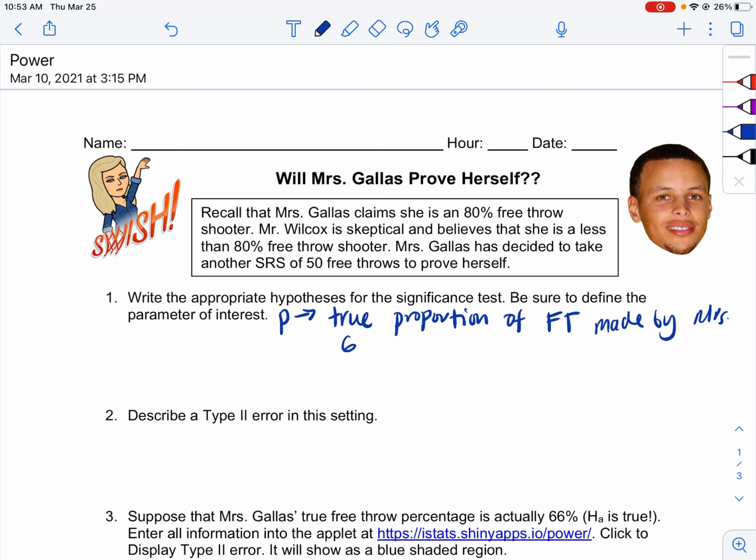So our null hypothesis, we believe Mrs. Gallas. We believe the claim. She's an 80% shooter. Our alternative hypothesis is we don't believe her. She is not an 80% shooter, but less than 80% shooter. So that we don't have a hard time when we are asked to do a type 1 and type 2 error, I usually suggest putting words onto your null and your alternative, because just a number, sometimes it's confusing, yeah?